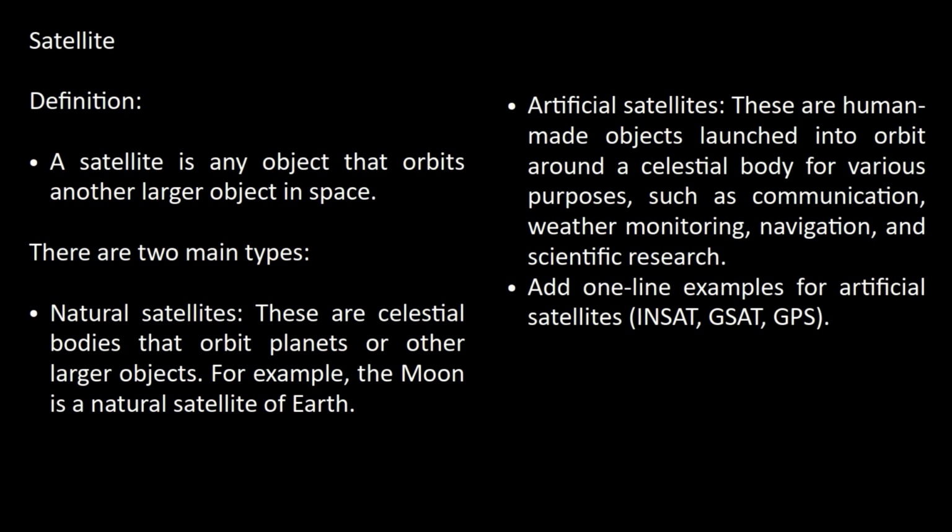Satellites are any object that orbits another larger object in space. There are two main categories. One is natural, another is artificial.